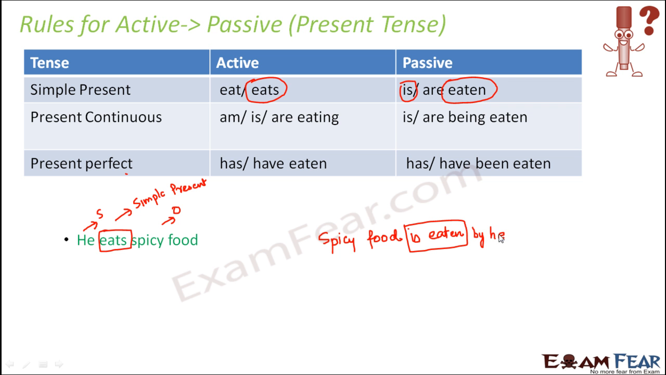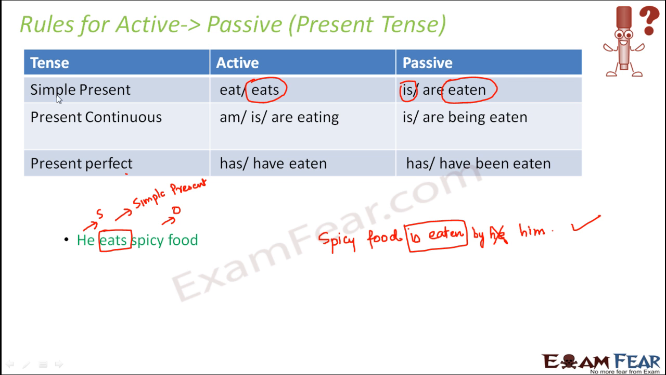It should be by him. So the form of he would change and it will become him. So this is the correct sentence now. Spicy food is eaten by him. So this is your passive voice. So in this fashion, by the three-step process, you will be able to convert a sentence from active voice to passive voice. Now let us take more examples.